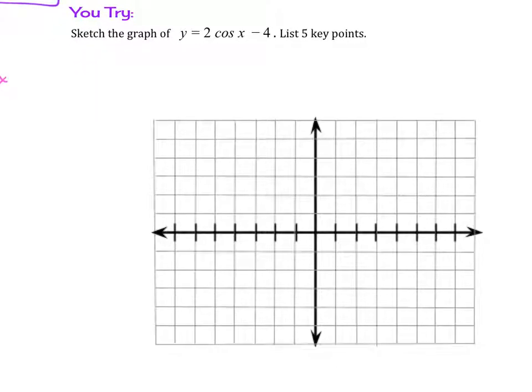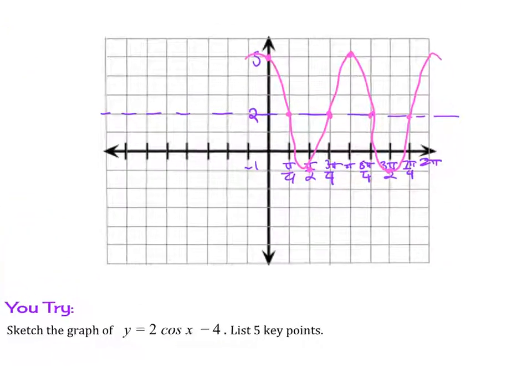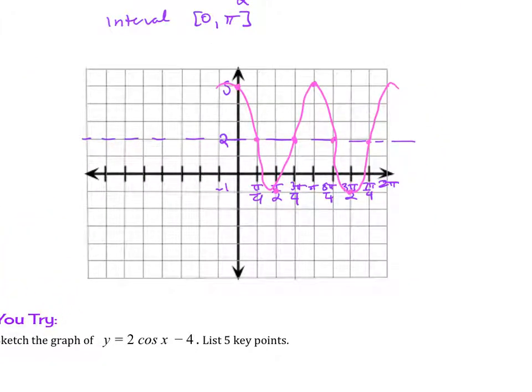Sketch the graph of y equals 2 cosine x minus 4. Oh, let's list our 5 key points here. I apologize. So the key points on this one are going to be at 0, 5, pi over 4, 2. This is pi over 2, negative 1. 3 pi over 4, we're at 2. And then at pi, we're at 5 at the max.